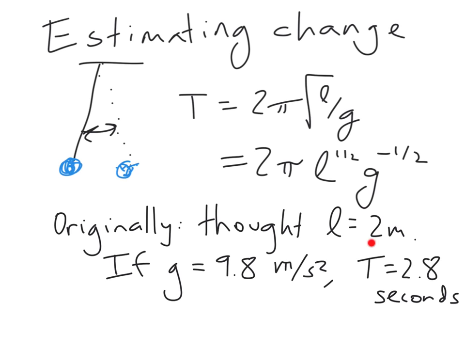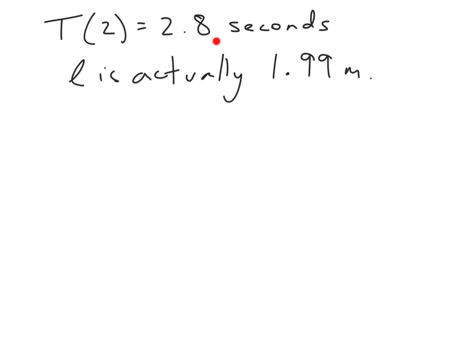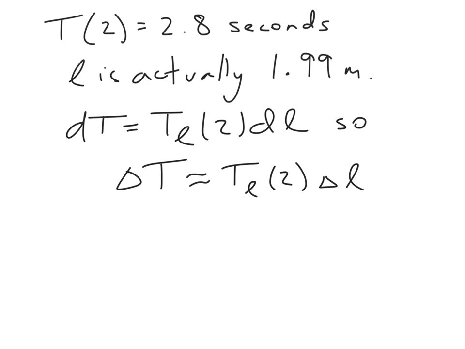So if L is 2 meters, and if we set the gravitational constant to just 9.8 meters per second squared, which is a pretty common approximation for that constant, we get a time period of 2.8 seconds. We've learned that L is actually 1.99 meters.